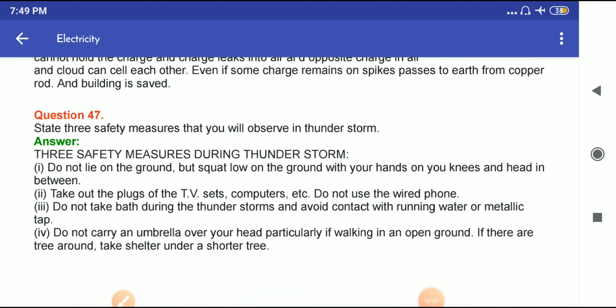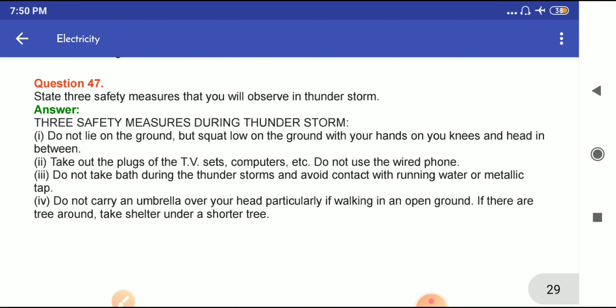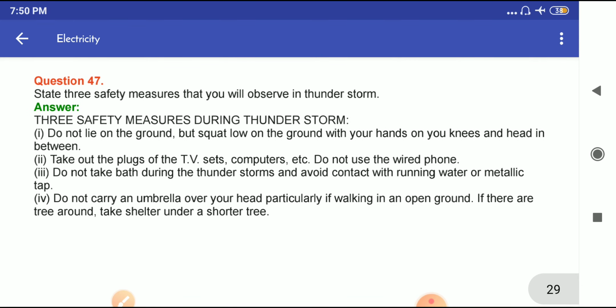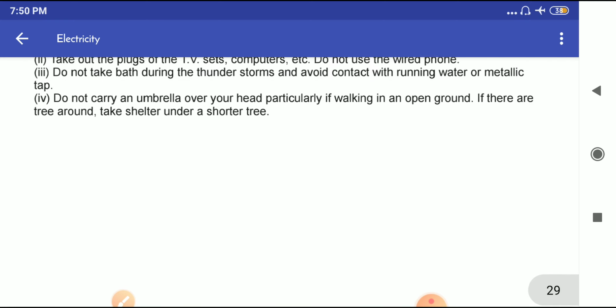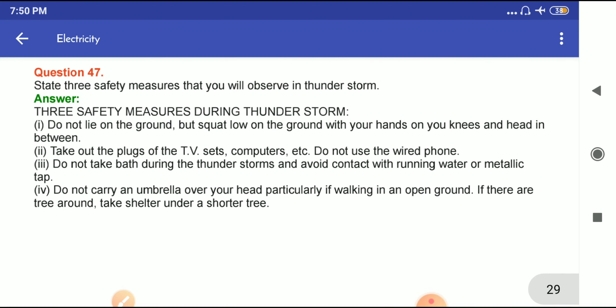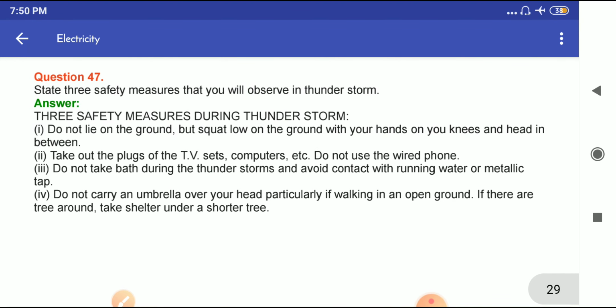Then question number 47. State three safety measures that you will observe in a thunderstorm. Okay, so these are the safety measures that we have to take during a thunderstorm. Okay, so these are your answers for lesson number 8. Okay, you have to complete this work in your notebook in neat and clean handwriting. Okay, thank you.